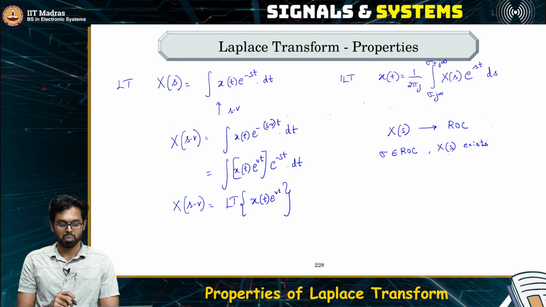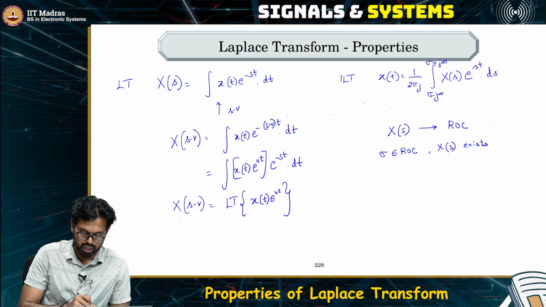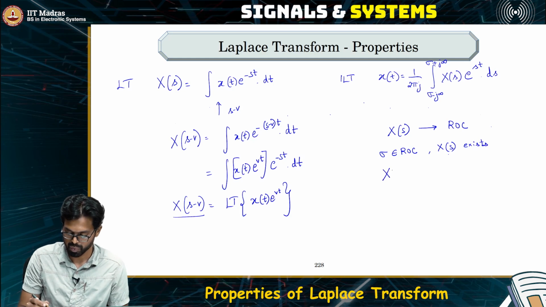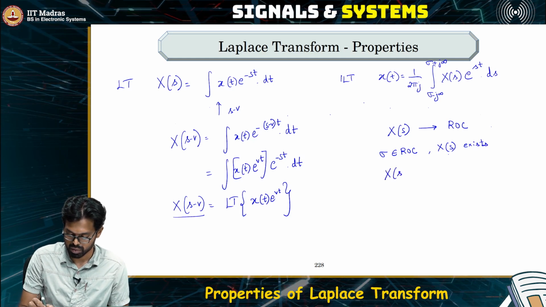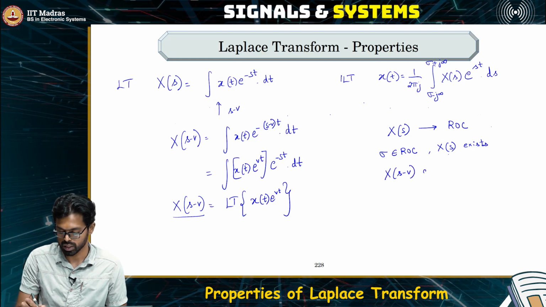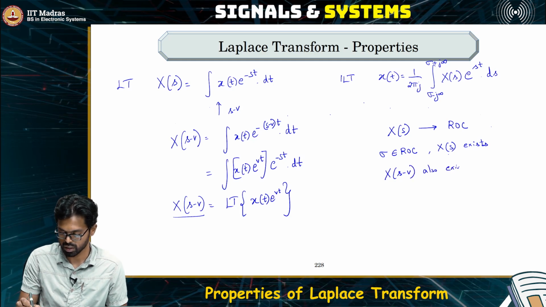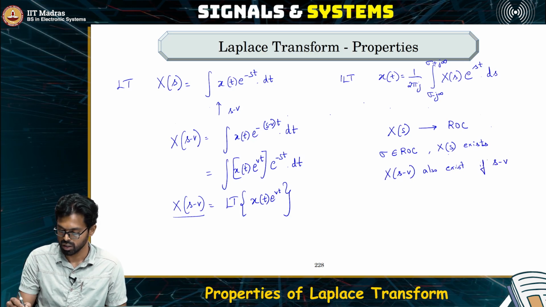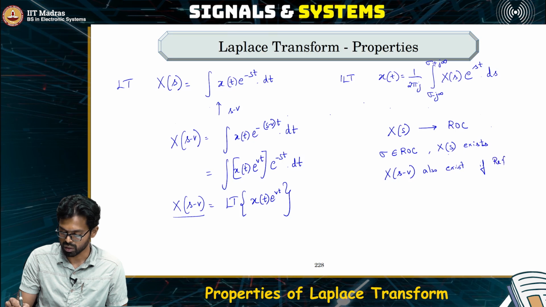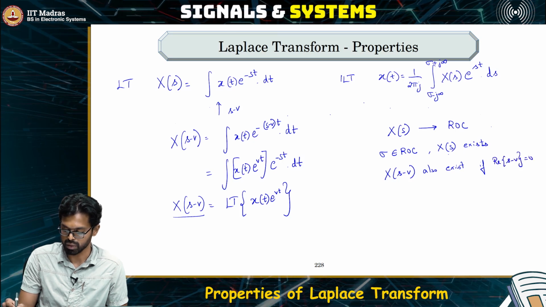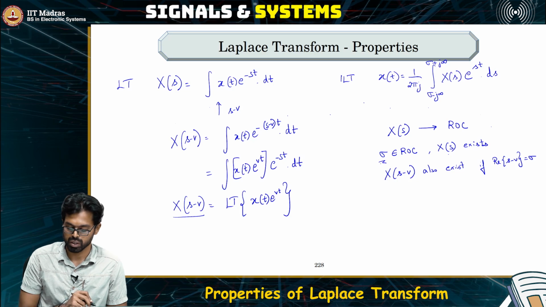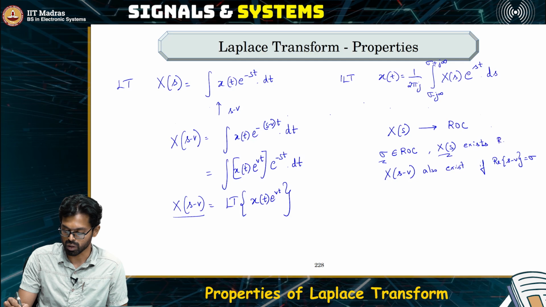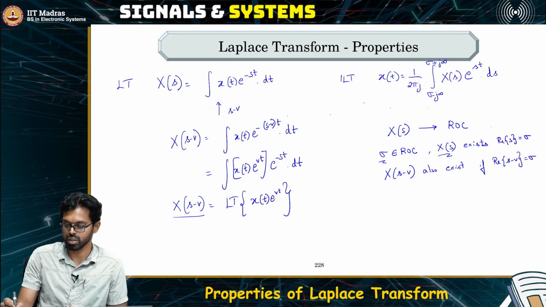Okay. So when will this X of s minus v attain that sigma value? In other words, X of s minus v will also exist if the real part of s minus v is equal to sigma. You can pick any sigma value from this region of convergence, and the Laplace transform will exist as long as the real part of this s is equal to this sigma.